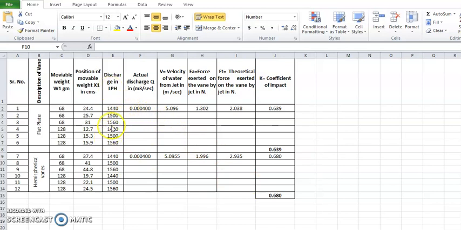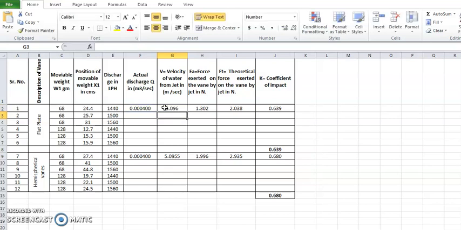So if you know the discharge in terms of LPH, you can very well convert that in terms of meter cube per second by multiplying that with 10 to the power minus 3 and dividing that by 3600. Once you find out the discharge in meter cube per second, you can divide that with the area, which is already calculated based on the diameter of the jet.